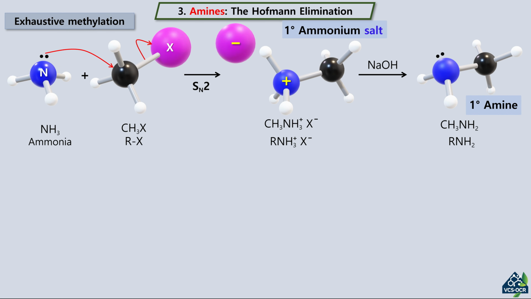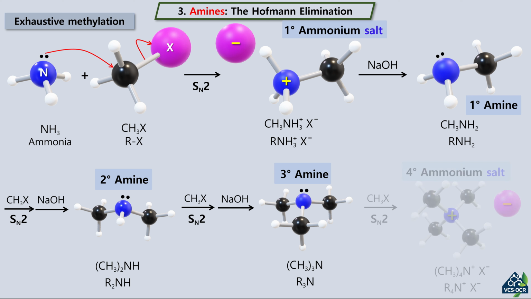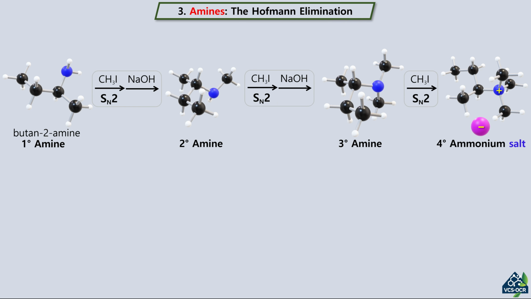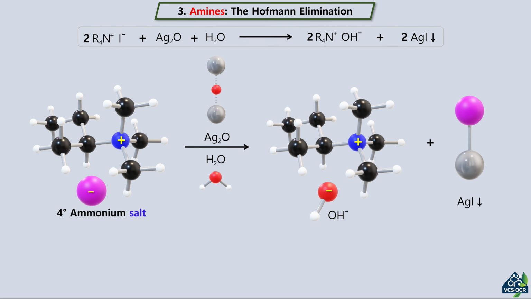When a primary amine reacts with excess methyl iodide, the nucleophilicity of the nitrogen generally increases as each methyl group is added. This is because the inductive effect of the additional alkyl groups increases the electron density on the nitrogen, making it a progressively stronger nucleophile until a quaternary ammonium salt is formed. Treatment with silver oxide and water converts this salt into a quaternary ammonium hydroxide.